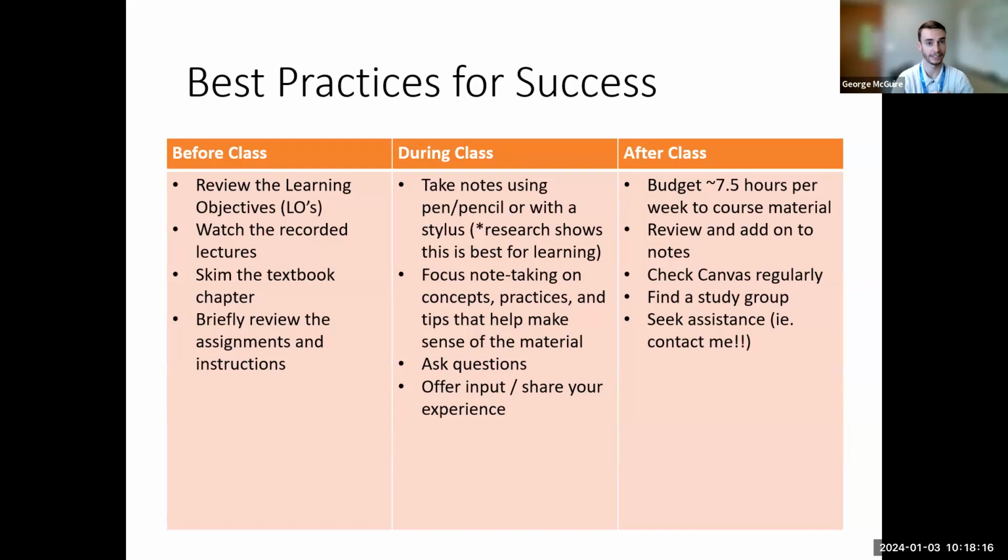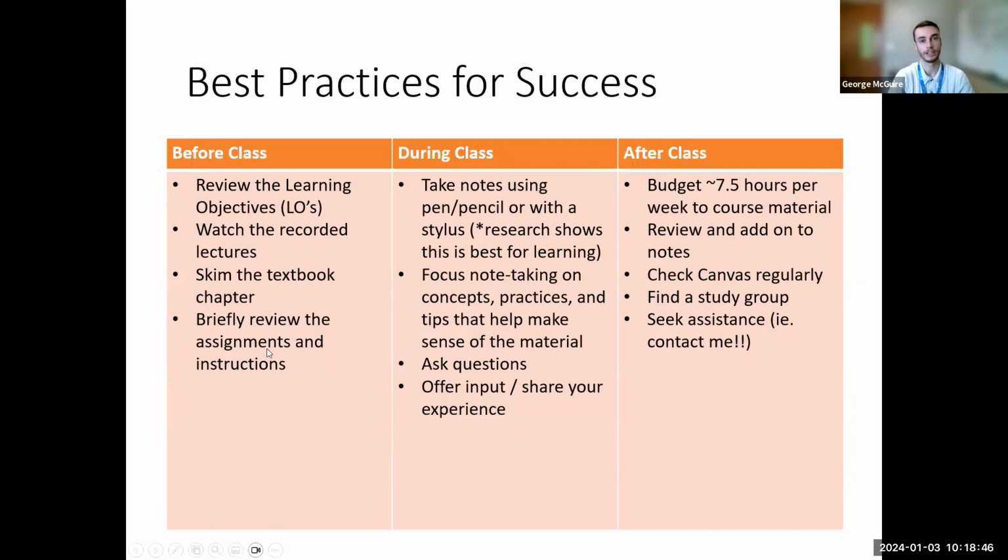Additionally, the exams, the assessments, are created to assess whether or not you have achieved those learning objectives. Okay? So these are a really great tool for understanding what information you should be focusing on during class, during note-taking, as well as a study guide. You should also be watching the recorded lectures before you come to class, which I talked about earlier. If you get the textbook, I highly recommend you skim the chapter so you are familiar with some of the terminology and concepts that we'll be talking about.